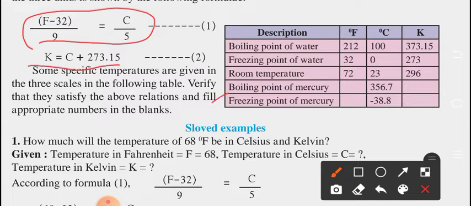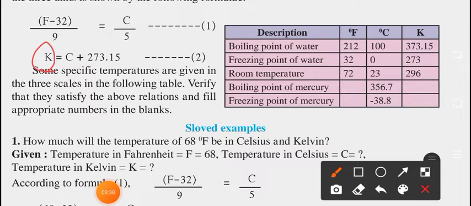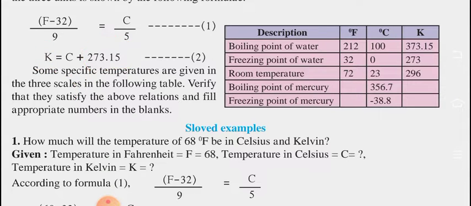Suppose 30 degrees Celsius is the temperature and you want to convert it into Kelvin, then to whatever the temperature in degrees Celsius, you have to add 273.15, then your 30 degrees Celsius will be converted into Kelvin. 30 plus 273 will be your final answer. So this is the conversion of Celsius to Kelvin, and a few descriptions are over here.